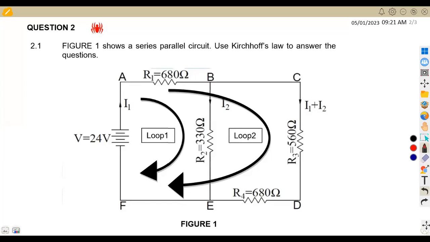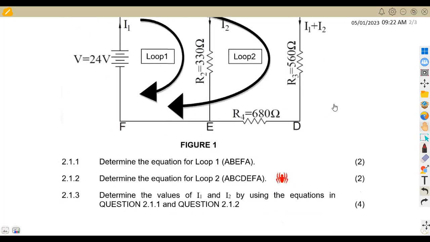All right, so without wasting much time, Question 2. We are given Fig 1, which shows a series-parallel circuit. Use Kirchhoff's law to answer the questions. So this is the diagram that you are given on Fig 1, from A, B, C, D, E up to F. We are given the loops, loop 1 and loop 2. This is the first part of the question.